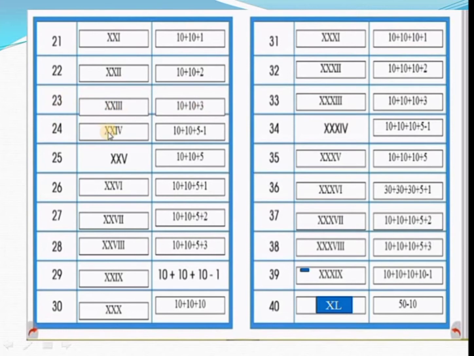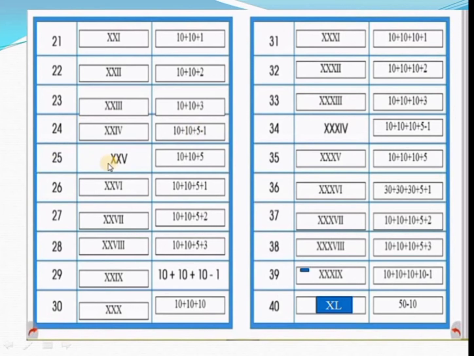Next, 24: XXIV. Here the smaller number comes before the bigger number, so we have to subtract here. 10 plus 10 plus 5 is 25, minus 1 is 24.